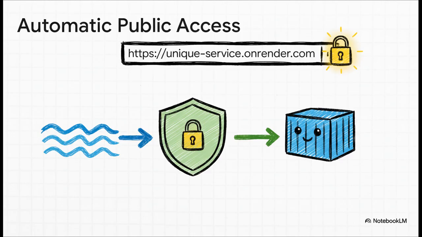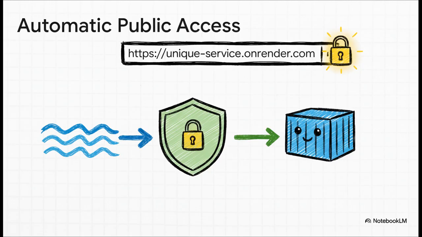Okay, so your service is running, but how do people find it? This is where the platform's magic really shines. It automatically gives you a unique public URL. It sets up what's called a reverse proxy, which is basically a smart traffic cop to direct visitors to your app, and it even secures the whole connection with a free SSL certificate.